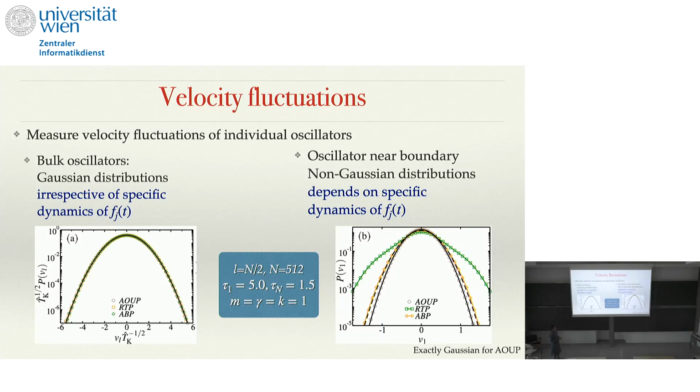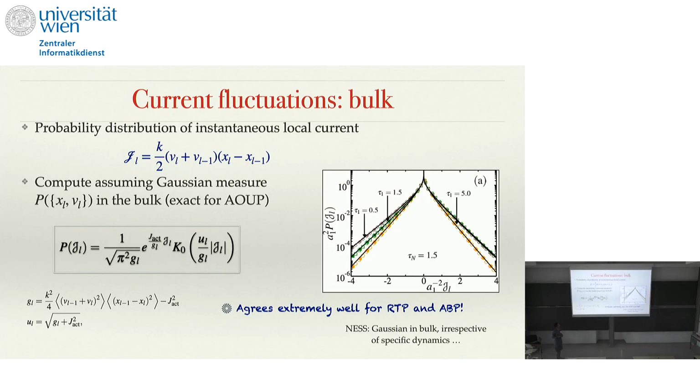But so far we have not been able to find any quantity which actually distinguishes between these different forces in the bulk. For example, we also measured and calculated the fluctuation of the local energy current. So far we have been talking about the average of this quantity, but now I'm trying to talk about the full distribution of this instantaneous current. Because we saw that the bulk velocity distribution is Gaussian, we also assume, let's see what happens if we take the measure to be Gaussian.